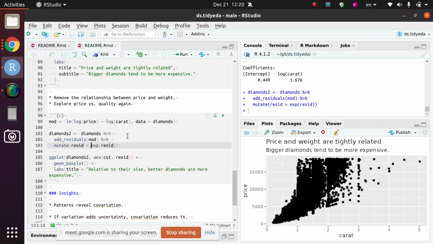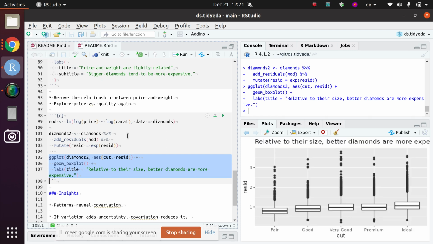That way we'll have things in the same unit. So once we have added the residuals to our data set, we can use them to plot the quality, not now versus the price, but versus the residuals, which in this particular case would be the price after we have removed the effect of the size, right? So that is the beauty of that model. So this is the resulting plot.